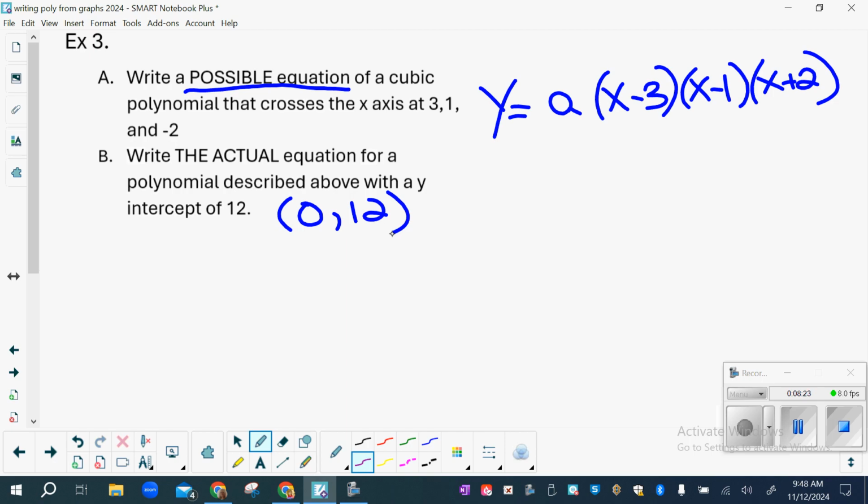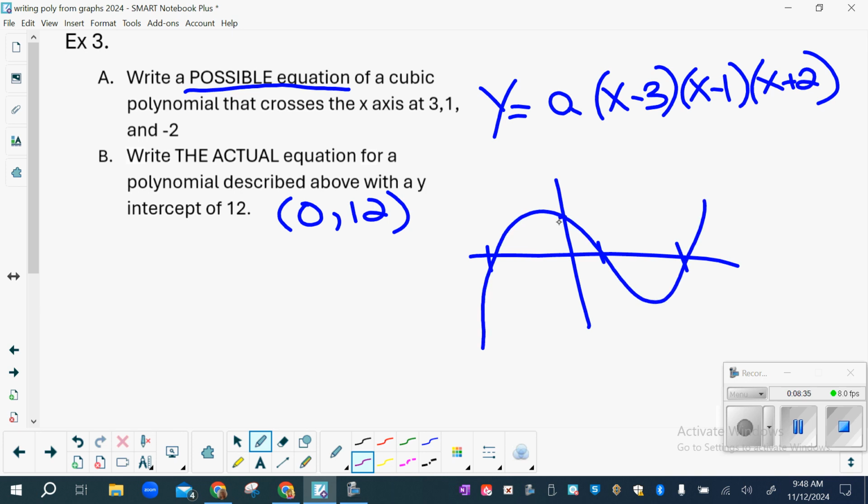So there you go. If you wanted to look at this graph, you could do this. You could be like, oh, wait, -2, 1, 3. Look what he looks like. Boom, boom, boom. Look, he hits right here at 12. So do me a favor. Plug in 0 and 12 and get the actual A. Get the actual equation.